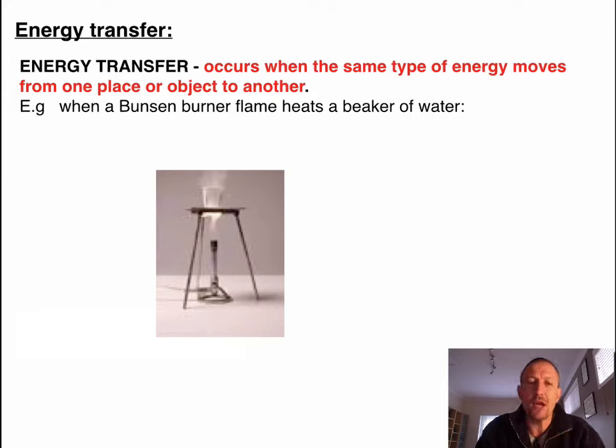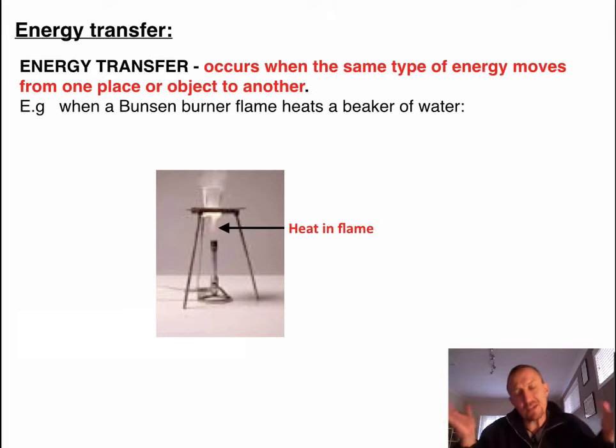Now, let's take an example here. For example, we've got a Bunsen burner which is heating a beaker of water. So, what energies have we got? Well, obviously we've got heat energy which is coming from the flame. Now, yes, I know that the Bunsen burner will have chemical potential energy, and that's lit. But we're going to ignore that at this point because I'm looking at the transfer of energy, and I want to show you or prove to you that in each case we've got energy moving, but it's the same type. So let's just look at the flame.